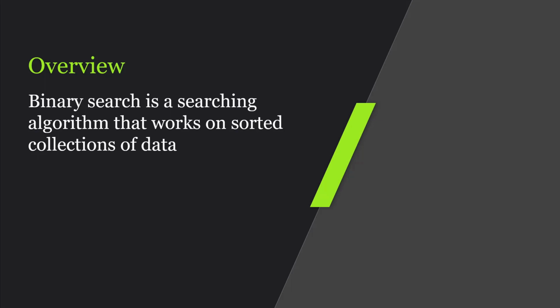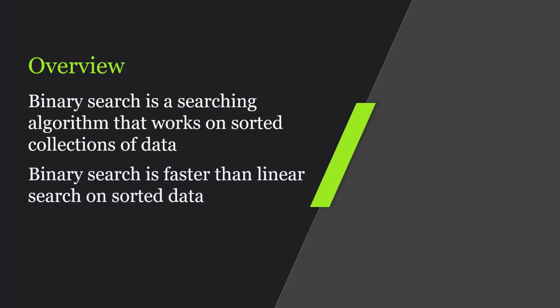We keep cutting the list in half until we either exhaust all possible elements in the list, therefore we say it does not exist, or we find the element we're looking for and we say it does exist. And because we're constantly cutting the number of elements that we have to look at in half, we find that binary search for sorted data is faster than linear search most of the time.